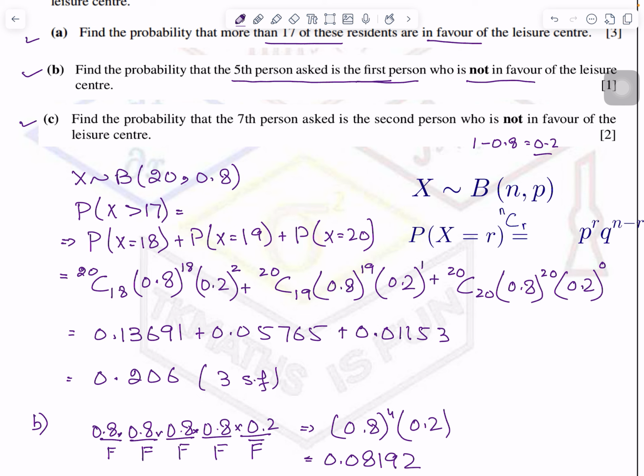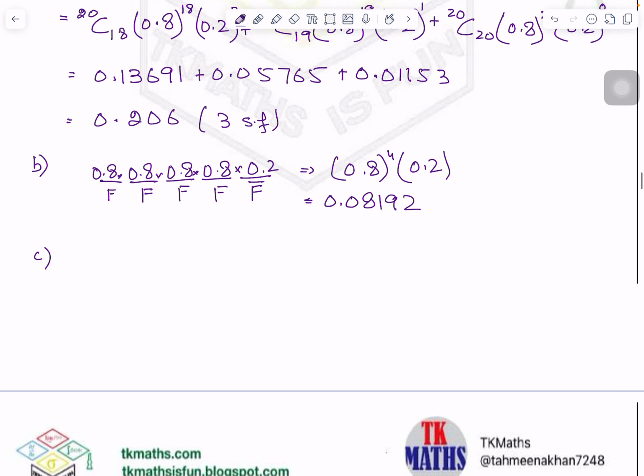Now let's see part 3. Can we do it? Because we have knowledge of probability. Okay. So find the probability that the 7th person asked is actually the second person who is not in favor. So what is the meaning of this? So 7 people were asked: 1, 2, 3, 4, 5, 6, 7. Now the 7th person, because this is the 7th person, right? He said, I am not in favor of it.